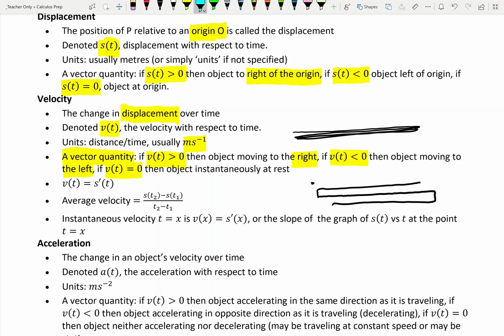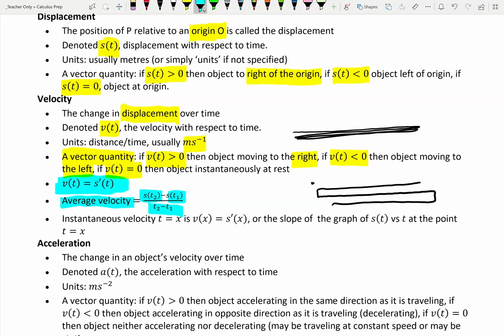Now, what's all this got to do with calculus? Well, here it is here. The velocity is the derivative of the displacement with respect to time. And in actual fact, we can confirm that because the average velocity is the displacement at time 2 minus the displacement at time 1, divided by time 2 take time 1, which is effectively the slope of the displacement function. The steeper the slope of the displacement function, the further the item is moving away in a set time, so our velocity is greater.